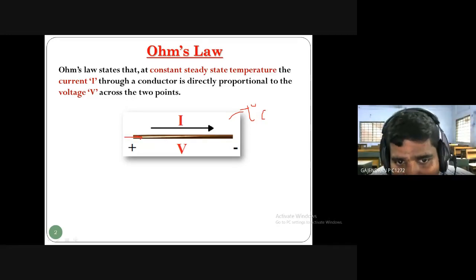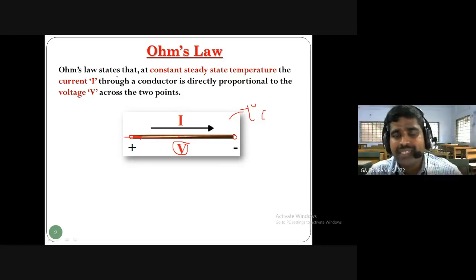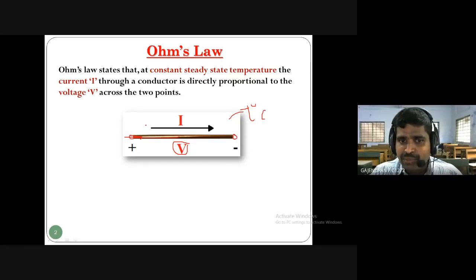So in the room we keep the temperature constant, then we allow the current to flow in this. Okay, we are stating the current and voltage relation. These two are directly proportional. Where do we measure the voltage? Between these 2 points. So at constant steady state temperature, current through the conductor is directly proportional to the voltage across the 2 points of the conductor.